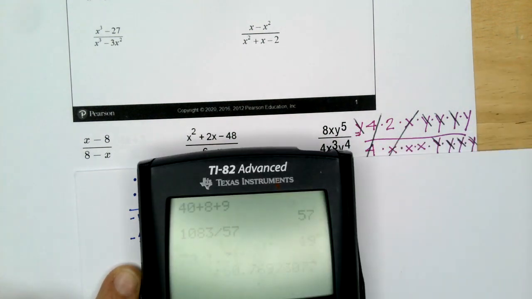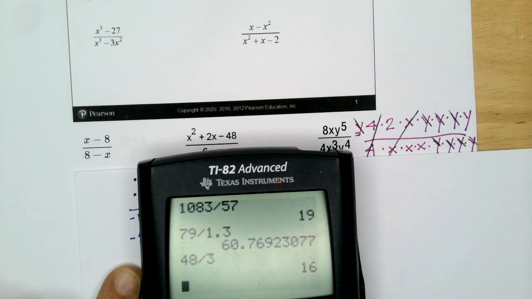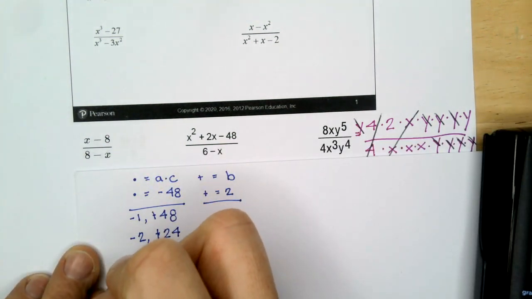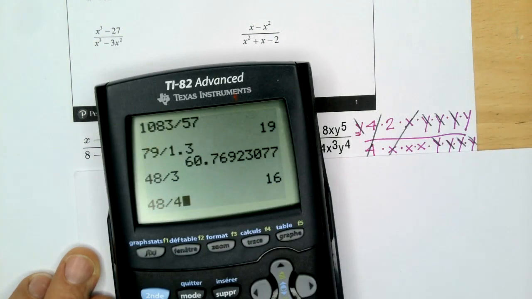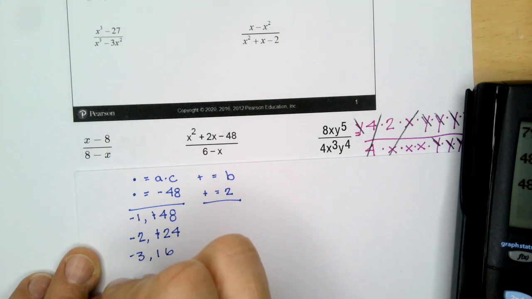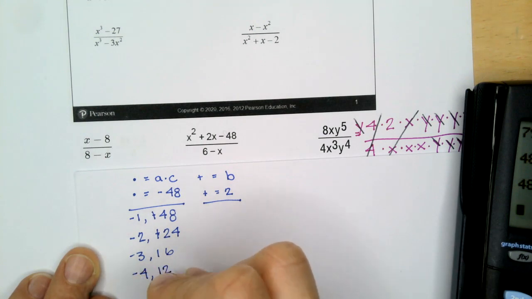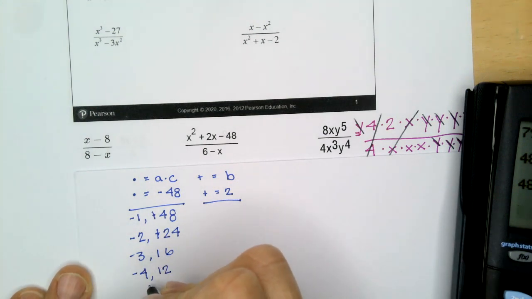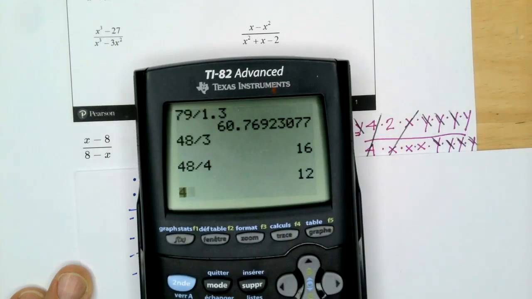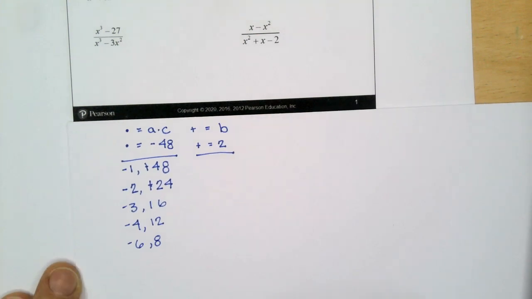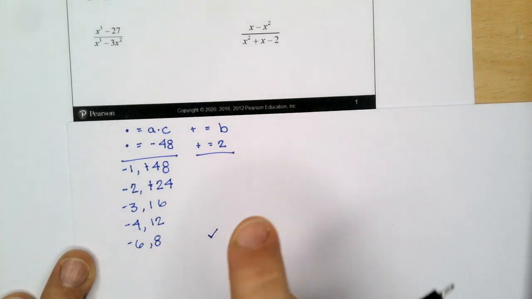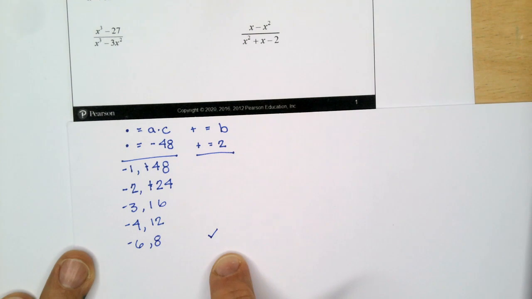Can you take 48 and divide it by 3? Yeah, you get 16. So negative 3 and 16. Divided by 4, you get 12. So negative 4 and 12. And this is what we're going to be doing a lot of today. You can't divide it by 5. Can you divide it by 6? 48 divided by 6, you get 8. So negative 6 and 8. And when you think about negative 6 and 8 and combining them, you do get 2. So this is the one that fits for adding to our b.